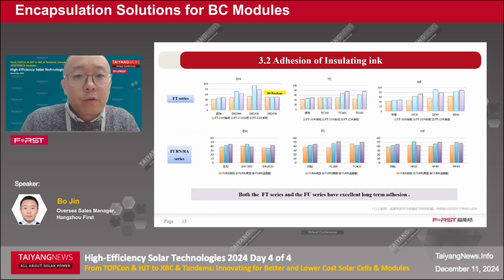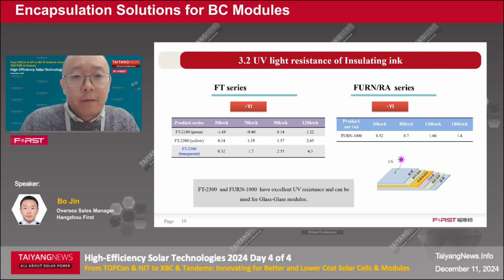And here we could also see that under the aging tests, DH test, TC test, or HF test, the adhesion of the insulating ink is also good enough. And for UV light resistance, we also tested the yellowness index, and it also shows very good performance for both thermal curing and UV curing insulating inks.